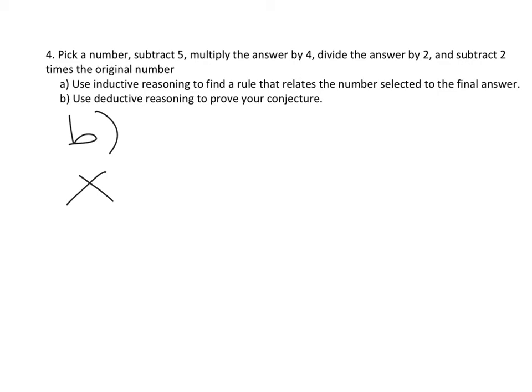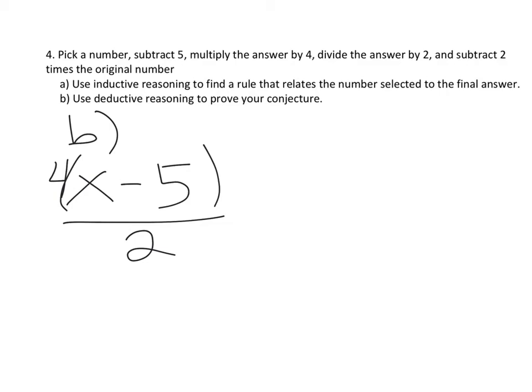Okay? And now what happens to x when you subtract 5? Well, you get x minus 5. And then what happens to x minus 5 when you multiply it by 4? Well, you get 4 times x minus 5. And then let's divide that by 2, just following what's happening in the problem. You get 4 times x minus 5 divided by 2. And now subtract 2 times the original number. Well, what's the original number? The original number, we don't know what it was, right? It wasn't 0, it wasn't 3, it wasn't 50. It's x. X is representing any possible original number. So subtracting 2 times the original number is going to be minus 2x. So this is kind of what's happening to our x.